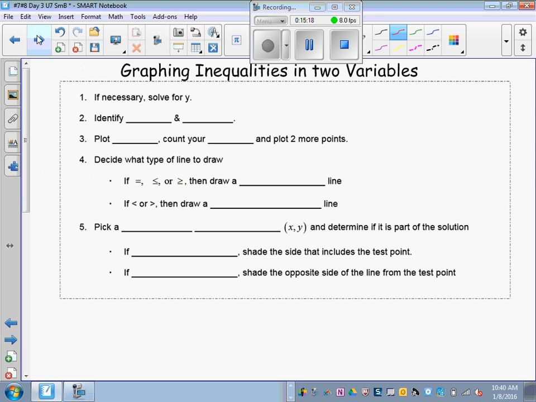Okay, so now let's take a look at how to actually graph. So graphing inequalities in two variables. All right, so sometimes they give it to us already in y, but sometimes not.